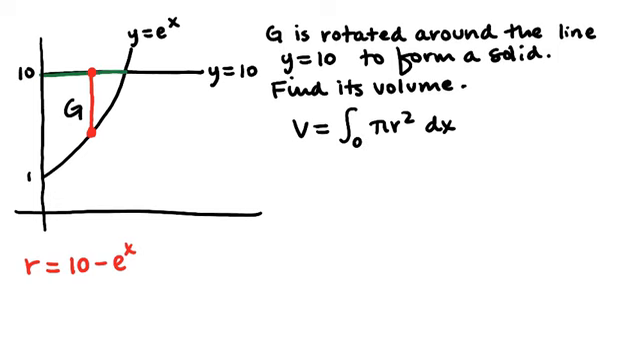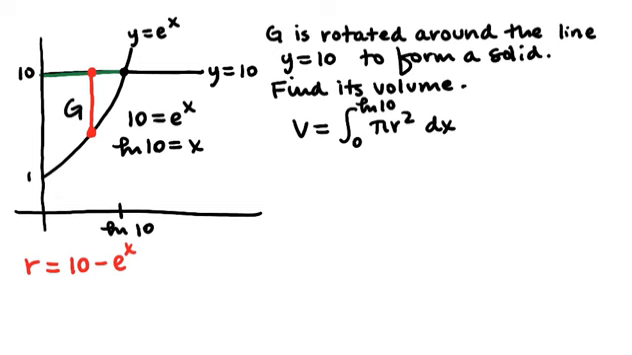Okay, well, we need to know what x is when y equals 10 right here. Well, y equals 10, so 10 equals e to the x. I'm going to take the log of both sides. So log of 10 is the log of e to the x, which is just x. Well, that's something nice. Log of 10, just a number, nothing to be scared of.